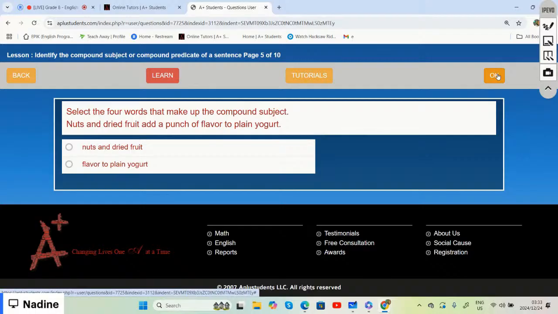We need to select the four words that make up the compound subject. Is it option one? It says nuts and dried fruit add a punch. Nuts and dried fruit add a punch of flavor to plain yogurt.